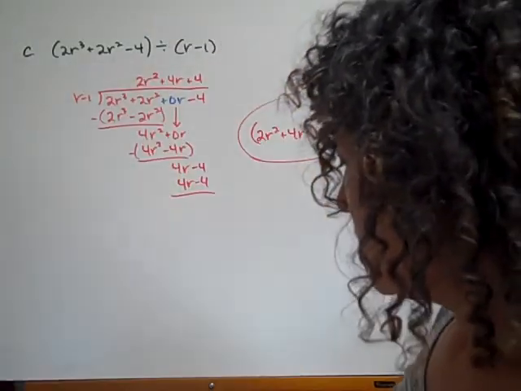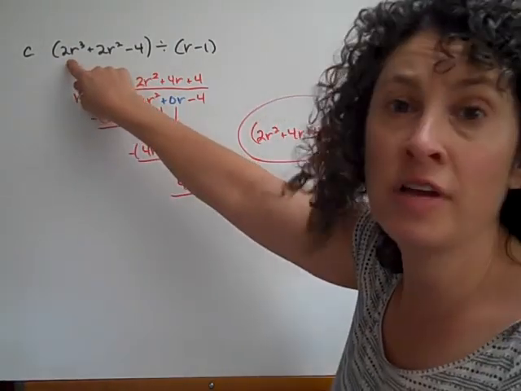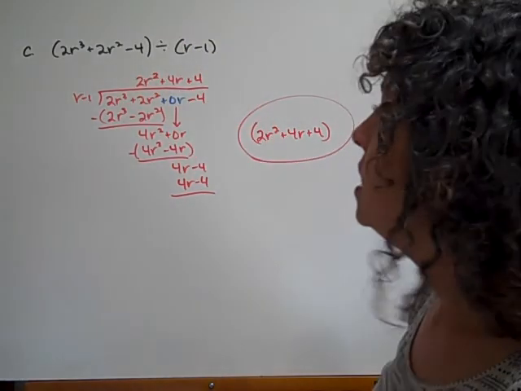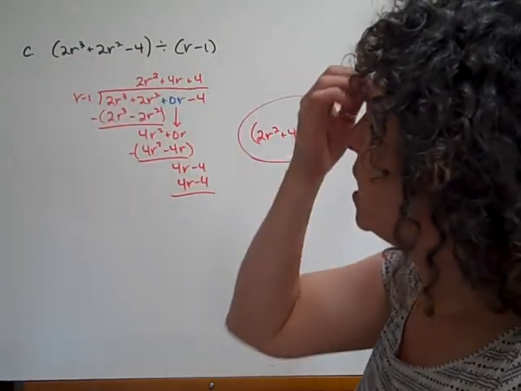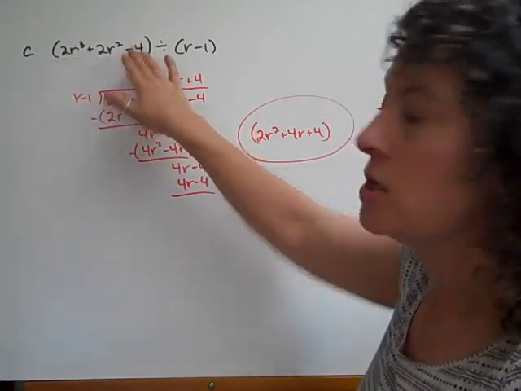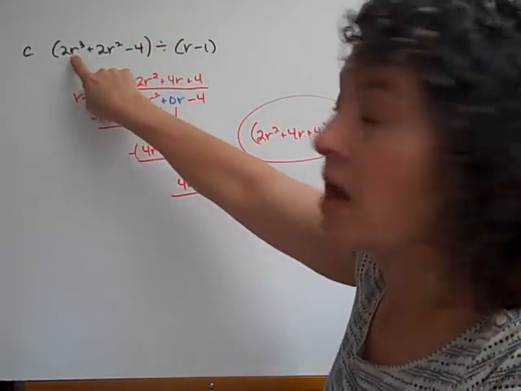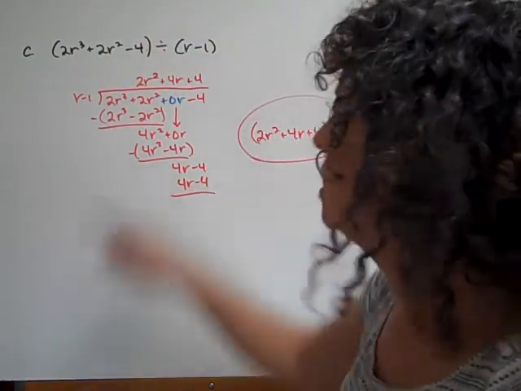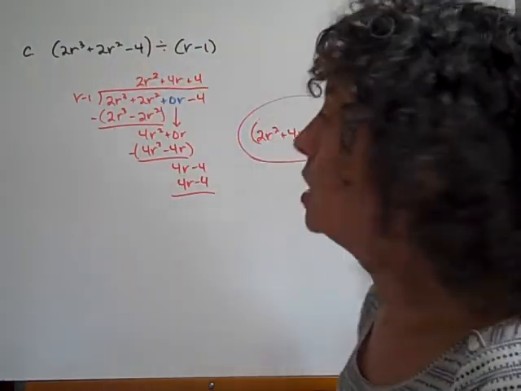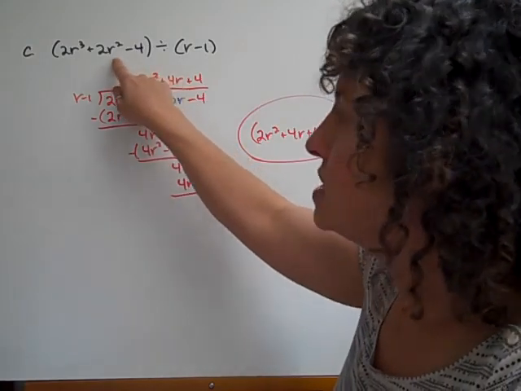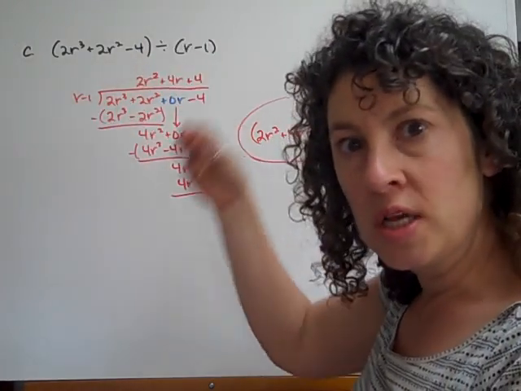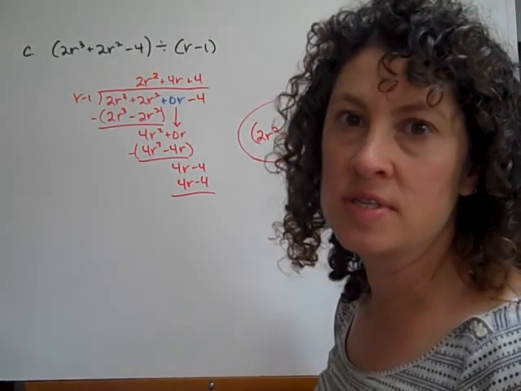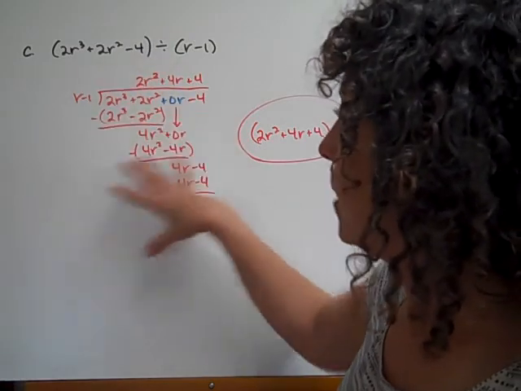All right, let's do one more. I've got 2r cubed plus 2r squared minus 4 divided by r minus 1. Now, one of the things you may notice here is that if we look at this in descending order, my standard form, I notice I have an r cubed, I have an r squared. I do not have an r to the first power, and then I go to r to the 0 power. So we want to pay attention to the fact that we're missing a term if I think about going consecutively in order there. So I need to take that into account as I'm setting up my work here.